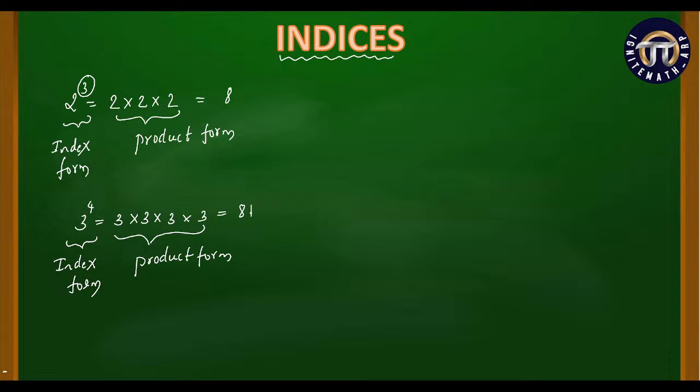Clear, children? So whenever an index is written in the product form, you must know the index should be a positive number. So over here I have written 2 to the power of 3. Here this 3 is called the index, or it's also called the exponent, or it's also called the power. Here 2 is called the base. Clear, children?